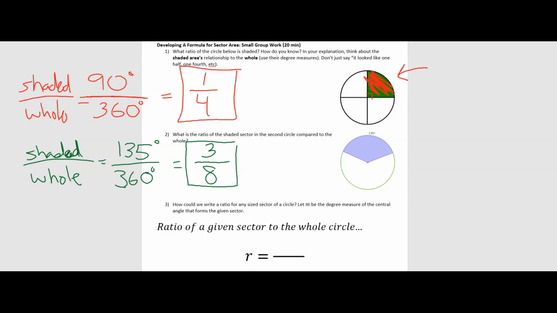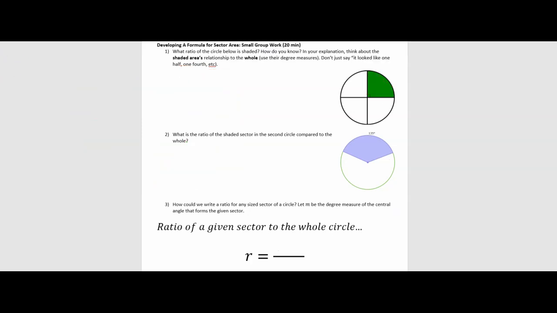Okay, so if we want to write a ratio for any sized sector of a circle, how could we do that? Well, if we let n be the degree measure of the central angle that forms the given sector, it's going to be n, because our shaded goes in our numerator, over 360. Right? That will give us the ratio of what the sector is compared to the whole. That's going to be important in developing our formula, because we need to know what part of the whole the sector is. So we're going to hold on to that. We're going to keep going.